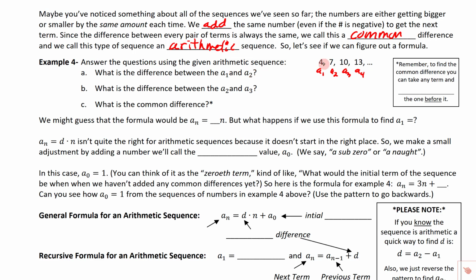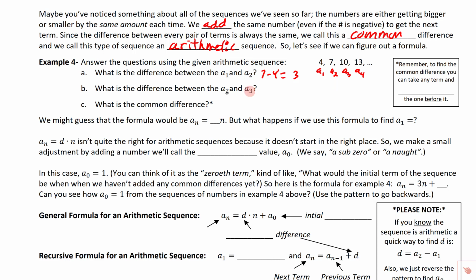So in other words, we're going from 4 to 7. So what is the difference? It means how far is it from 4 to 7? Well, the way we do this is we're going to take 7 and subtract 4, because that gives us positive 3. And we went up by 3, so we need that difference to be positive.